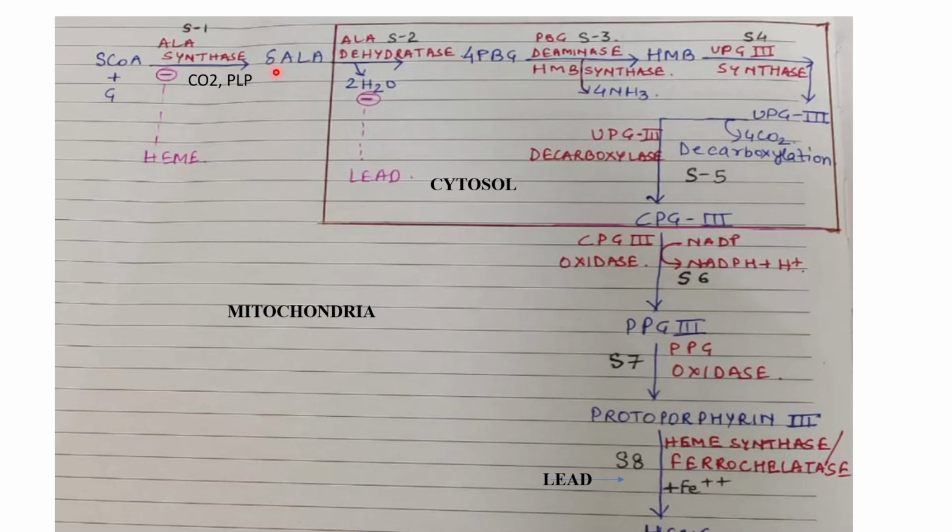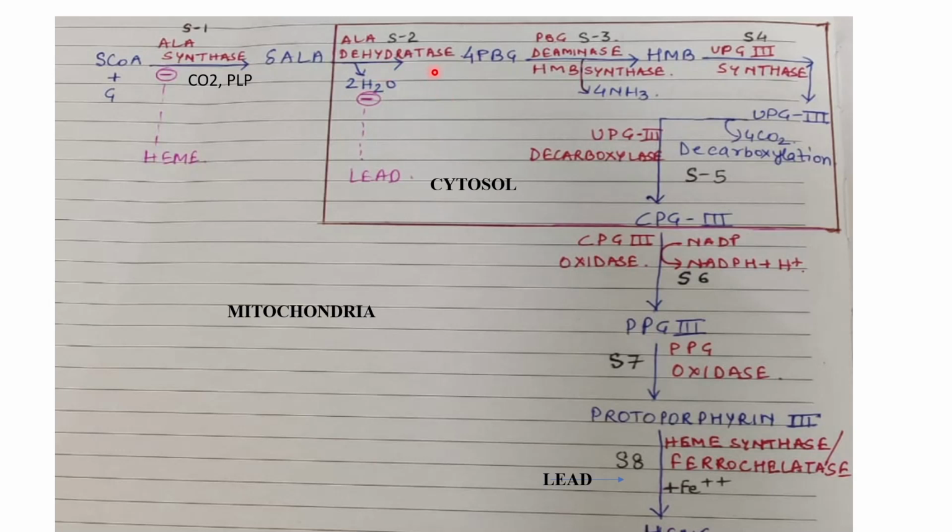Then ALA is transported from mitochondria to cytosol and two molecules condense to form porphobilinogen in presence of an enzyme ALA dehydratase. Water is moving out of this reaction, and the inhibitor of this enzyme is heavy metals like lead.